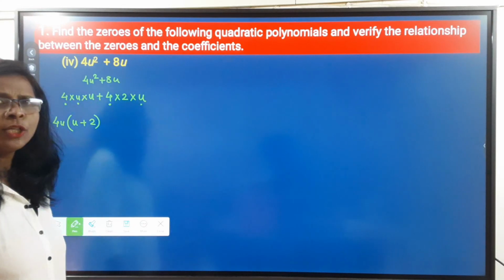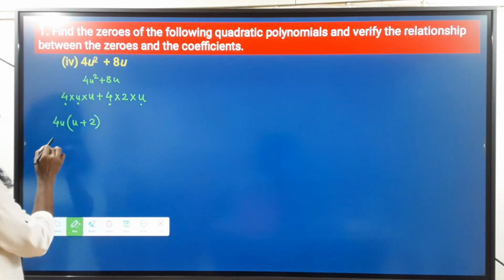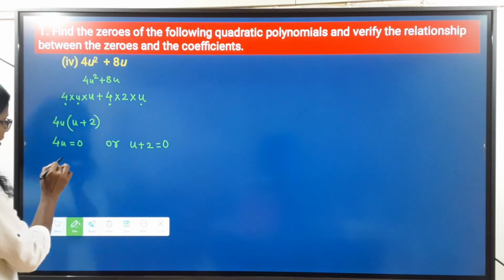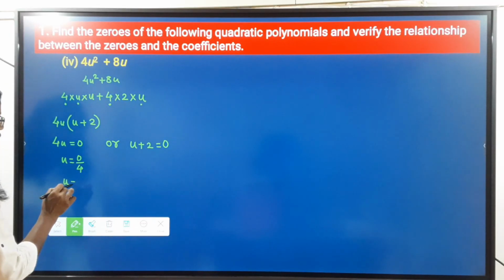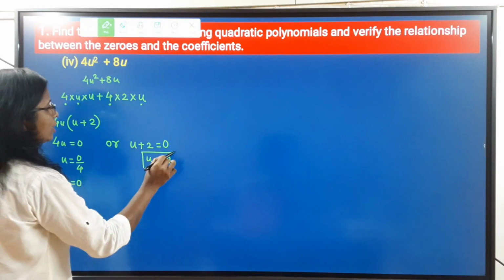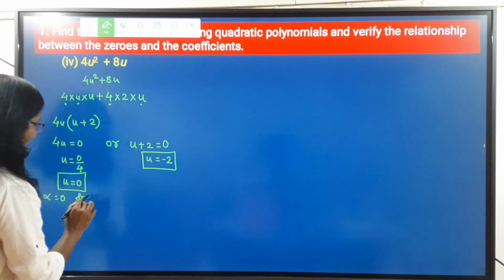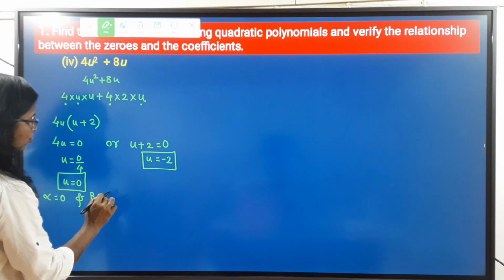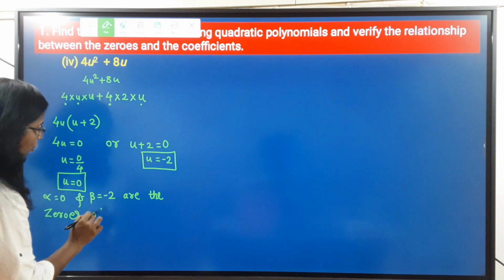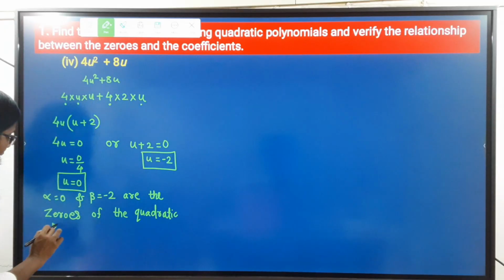Now here students we have to find out the zeros of the quadratic polynomial, and that means I write down 4u is equal to 0 or u plus 2 is equal to 0, and that means students here u is equal to 0 upon 4, that means u is equal to 0, and here students u is equal to minus 2. Okay, so now here students take the first value as alpha, so alpha is equal to 0, and take the second solution as beta, so beta is equal to minus 2 are the zeros of the quadratic polynomial.